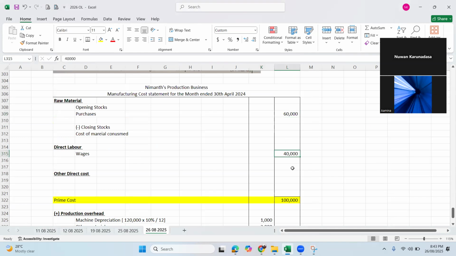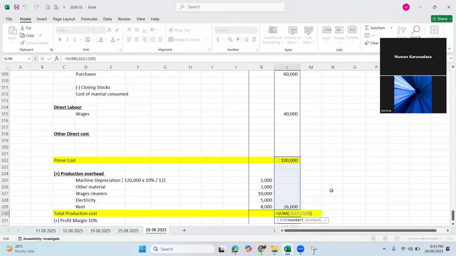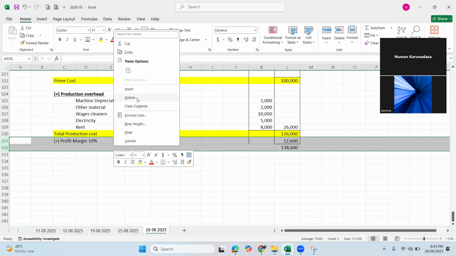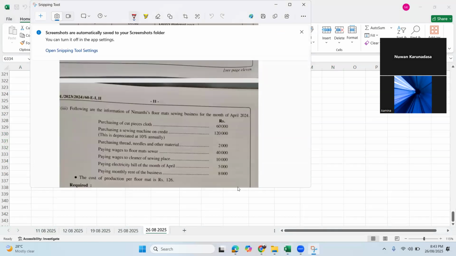Purchases taken, wages taken, then the prime cost done. Total production cost is done. It's 126,000. The cost of production per mat is 126.